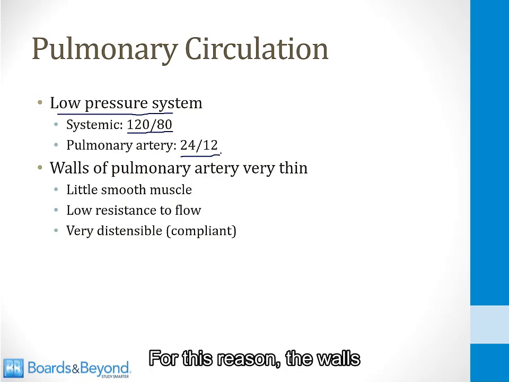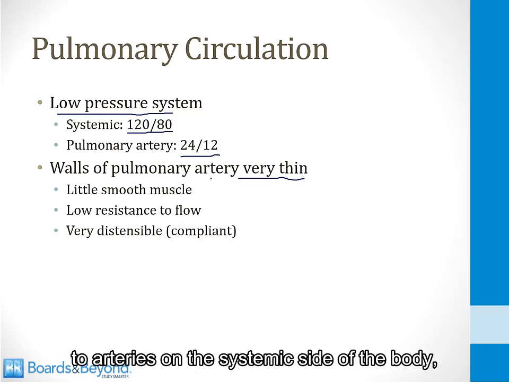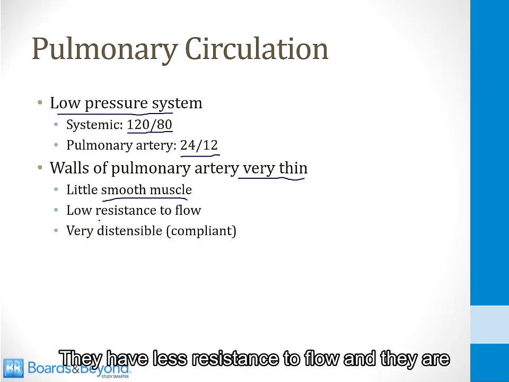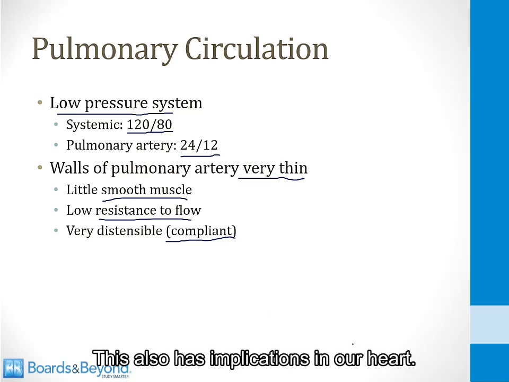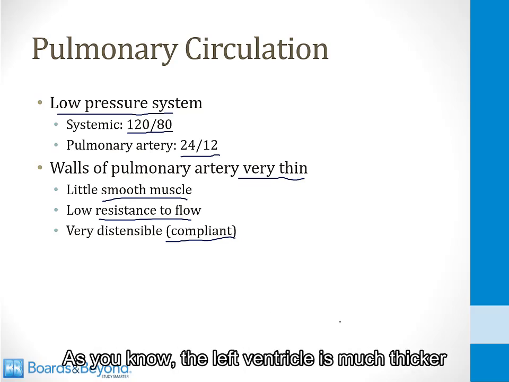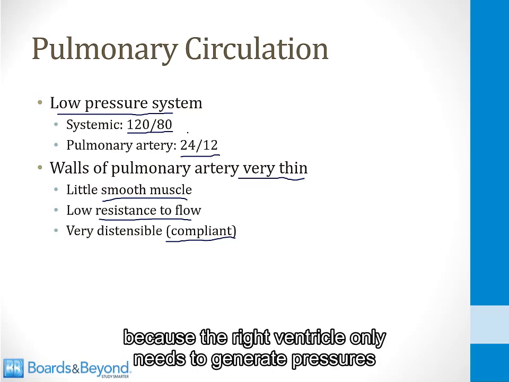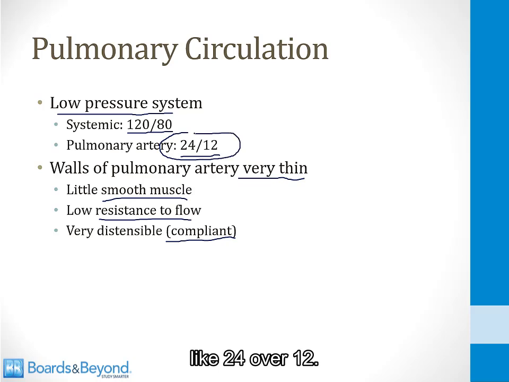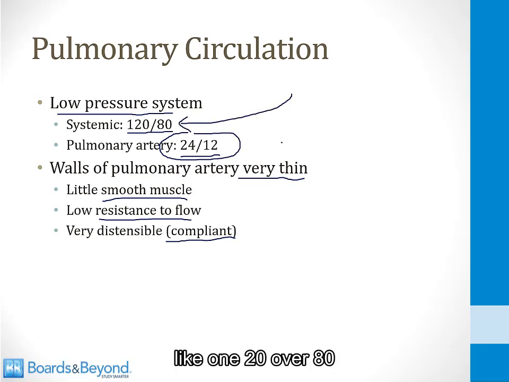For this reason, the walls of the pulmonary arteries are very thin relative to arteries on the systemic side of the body. They have less smooth muscle. They have less resistance to flow, and they are very distensible, meaning they are very compliant. This also has implications in our heart. As you know, the left ventricle is much thicker than the right ventricle, and that's because the right ventricle only needs to generate pressures like 24 over 12. It doesn't need to have enough muscular strength to generate high pressures like 120 over 80.